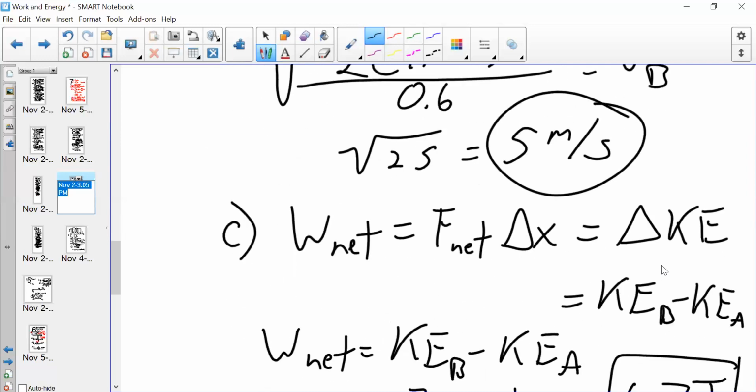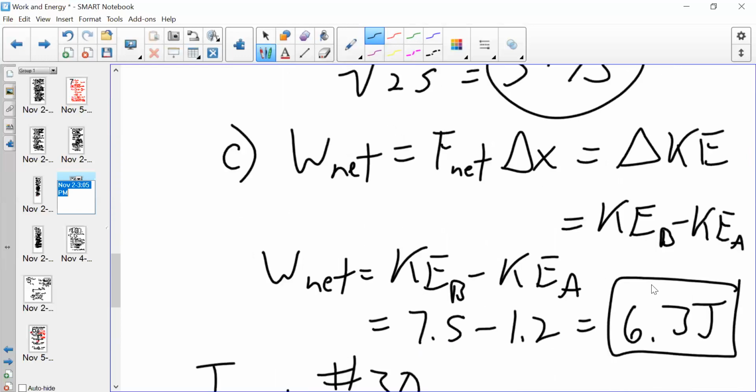And then letter C, again, that work is equal to F net delta X, which is change in kinetic energy. Change in kinetic energy is final energy minus initial energy. And then you subtract. So it all marries together. When you have a force and displacement, you can find the work. When you don't have that and you have just the velocities and the mass, you can find work also. It's the same thing, because when you apply a force over a displacement, you are changing its kinetic energy. Hope you see that.